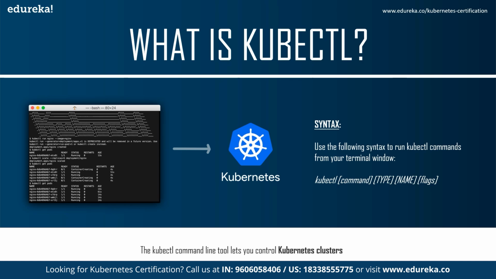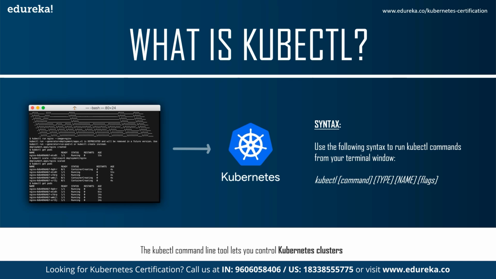To group resources if they're all the same type, you can use the syntax type1 name1 name2, etc. To specify multiple resource types individually, you can use the syntax type1/name1 type1/name2 type2/name3, etc. Flags, on the other hand, specify optional flags. For example, you can use the -s or --server flags to specify the address and port of the Kubernetes API server.